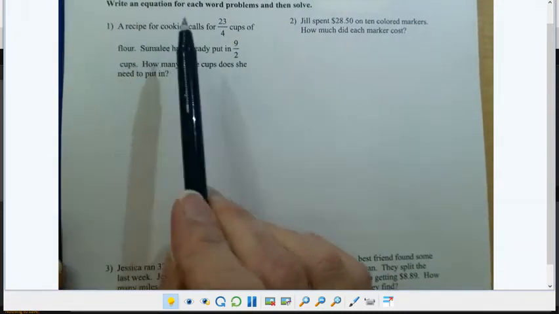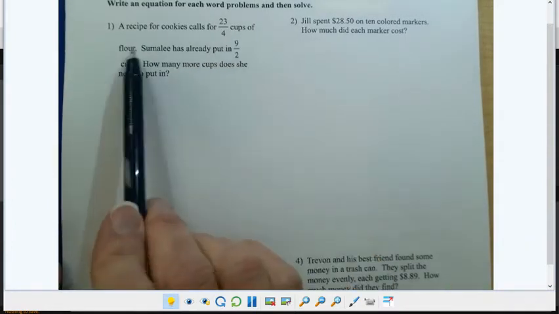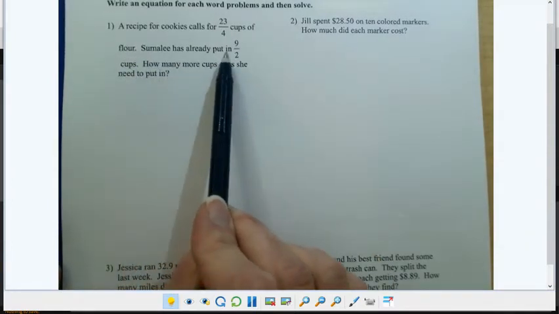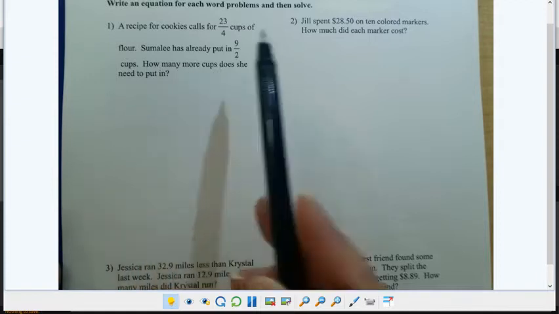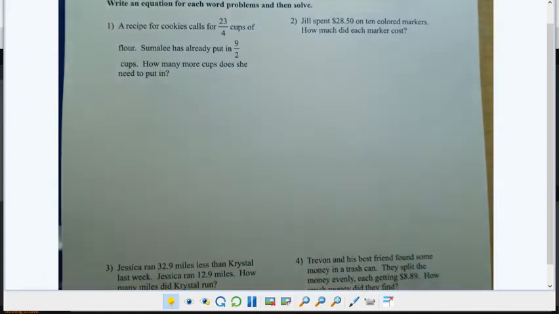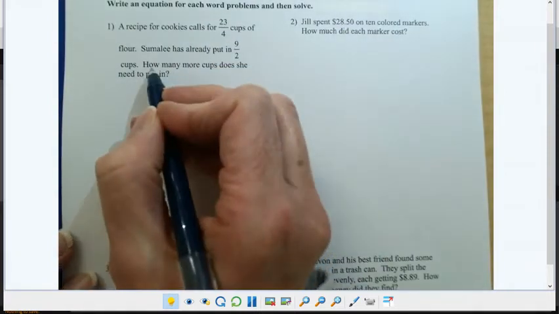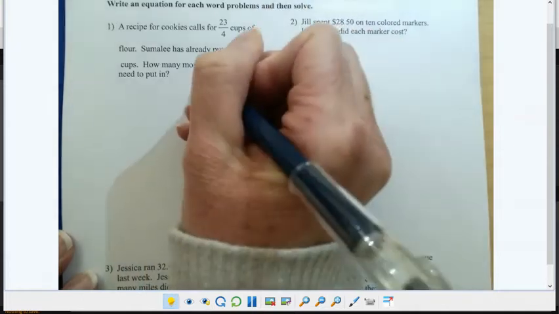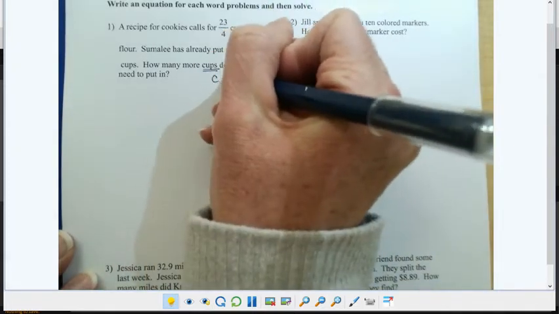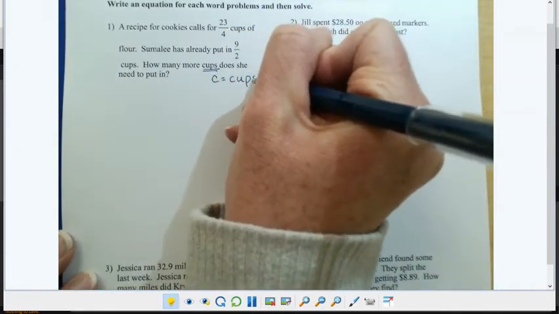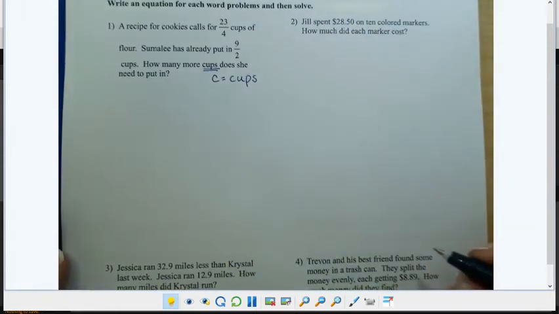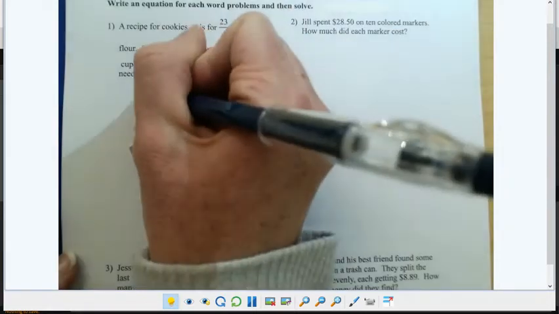So number one says a recipe for cookies calls for 23/4 cups of flour. Suma Lee has already put in 9/2 cups. How many more cups does she need to put in? So remember, we look for the how many or how much to tell us what our variable is going to be. So in this case, we've got how many more cups. So that's what I'm looking for. So cups is my variable. Remember, you can pause this at any time if I'm moving too quickly for you.